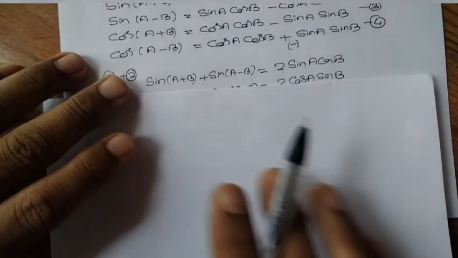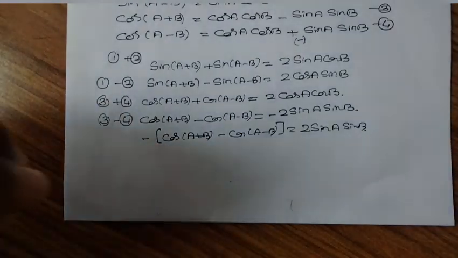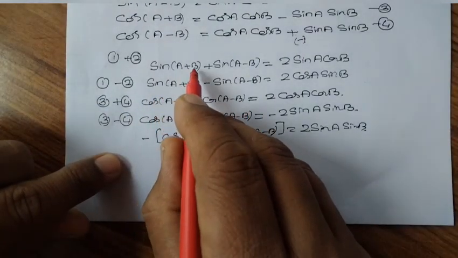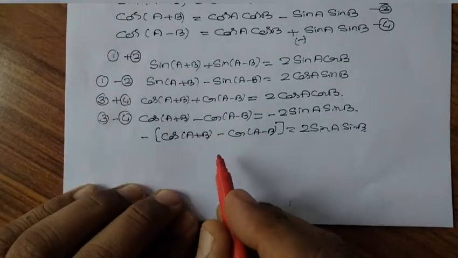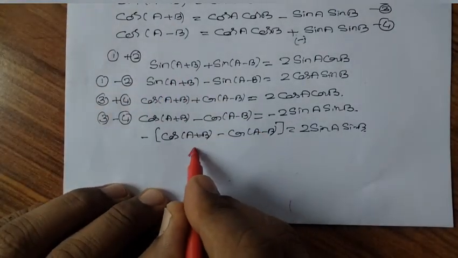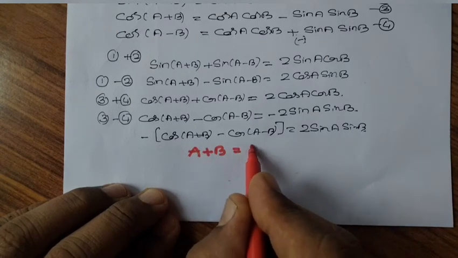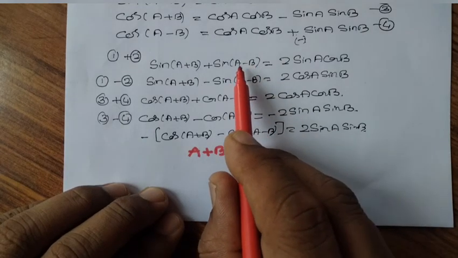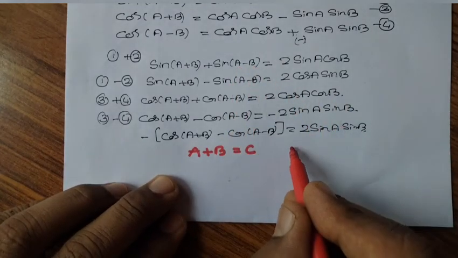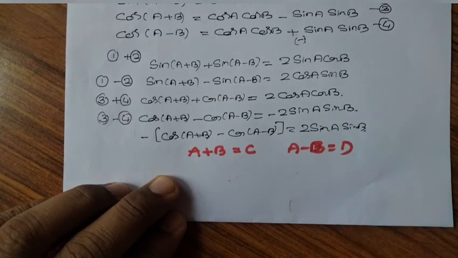So here, what is here? Angle A is an angle. Yes or no? So here A is an angle, B is an angle. Then we add up these two angles and we get some other angle. Yes or no? So for the time being, I take A plus B as C. And A is an angle, B is an angle. Here subtraction gives some other new angle. For the time being, I take A minus B as D.